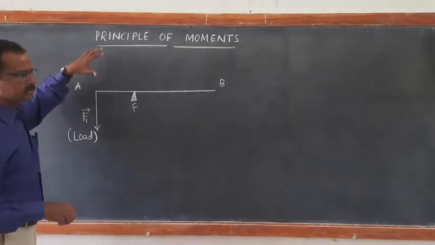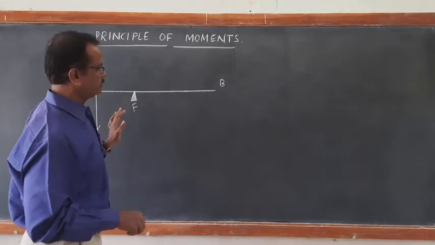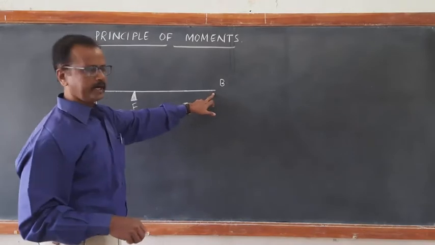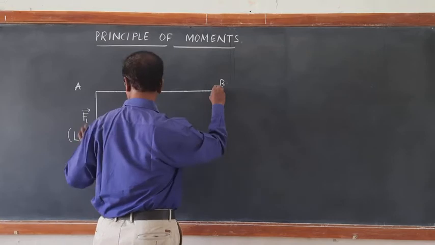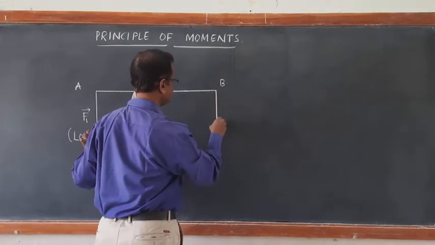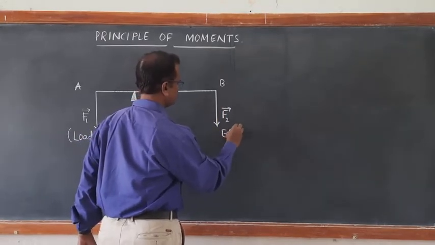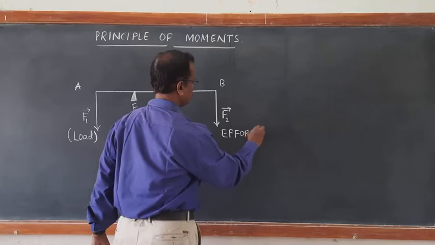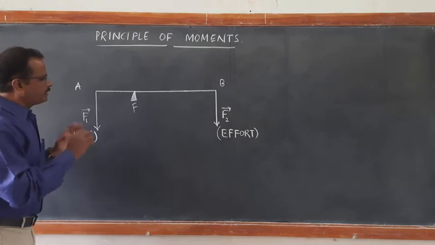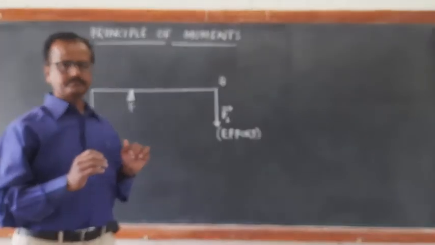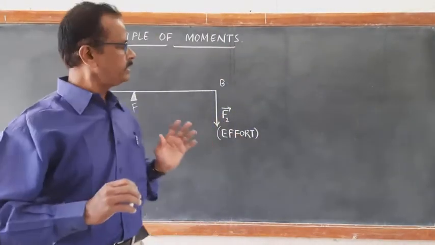Think that there is a heavy rock, and it is being kept with the help of a support here, and effort is being applied at this point B. At this point B, this force of effort is denoted by F2. Another force F2. So this you can represent as effort, where F2 represents the force of effort. So when it is in equilibrium, then it is called a lever. The lever is in mechanical equilibrium.